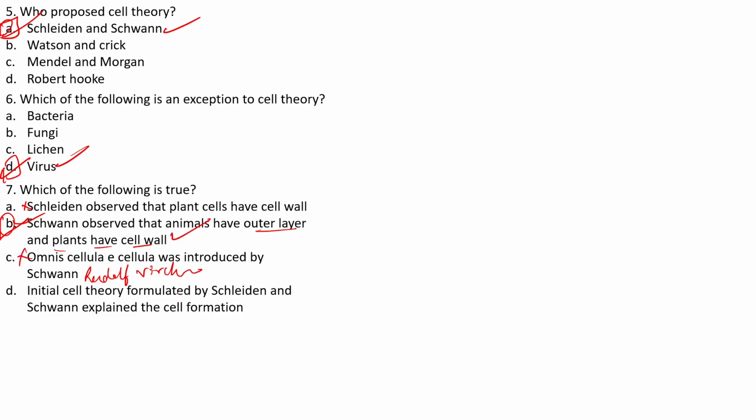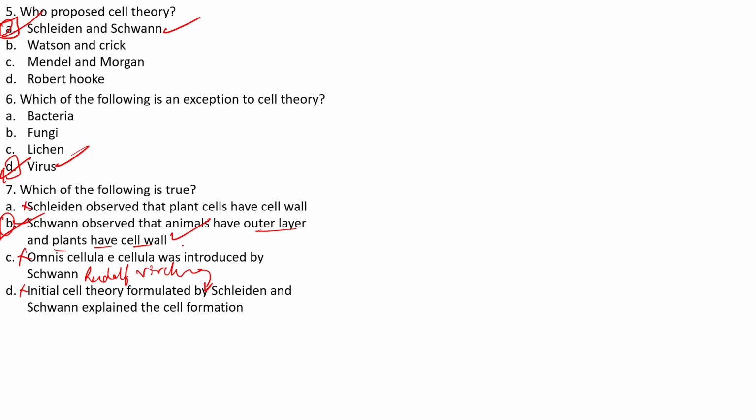Initial cell theory formulated by Schleiden and Schwann explained cell formation, that is, how a new cell arises. That was mainly done by Rudolf Virchow. Again, the same guy does this work, so D is a wrong answer over here. So the right answer we have is B, that is, Schwann observed that animals have an outer layer and plants have a cell wall.